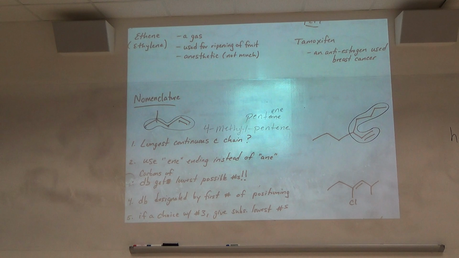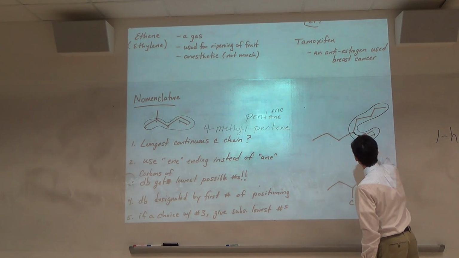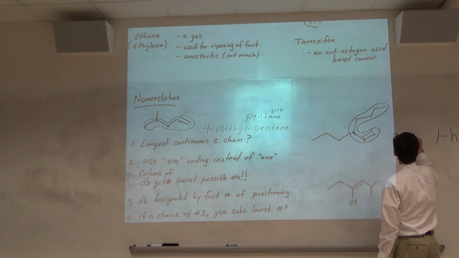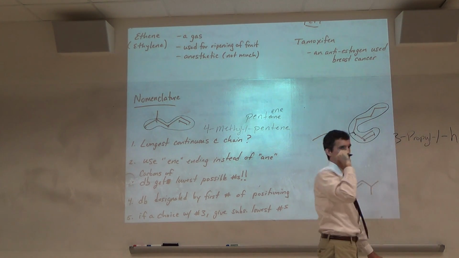I circled heptene. But where's the double bond at? Is it between the 1 and 2, or the 2 and 3, or 3 and 4? We have it at the 1 position. 1-heptene. 1-heptene is circled. What's on the 1-heptene? Three what? 3-propyl-1-heptene.